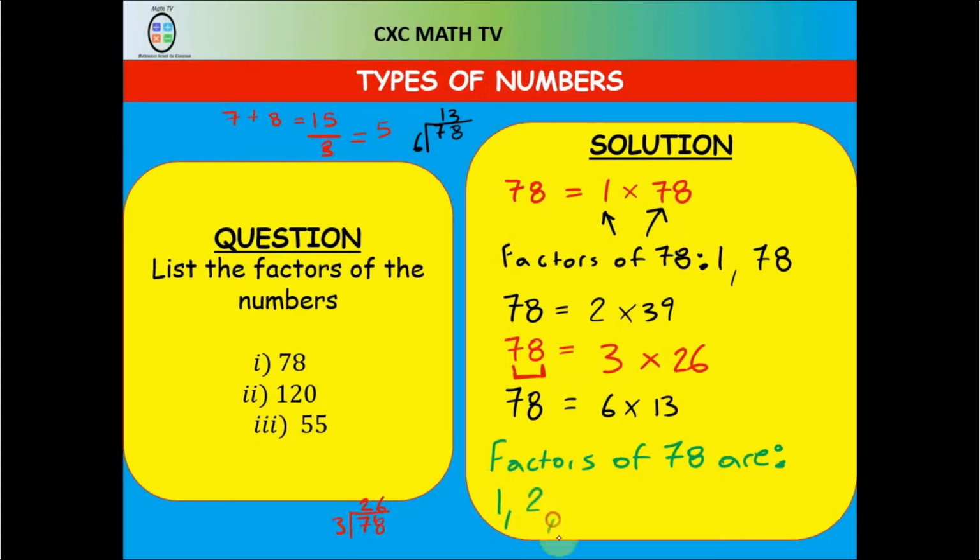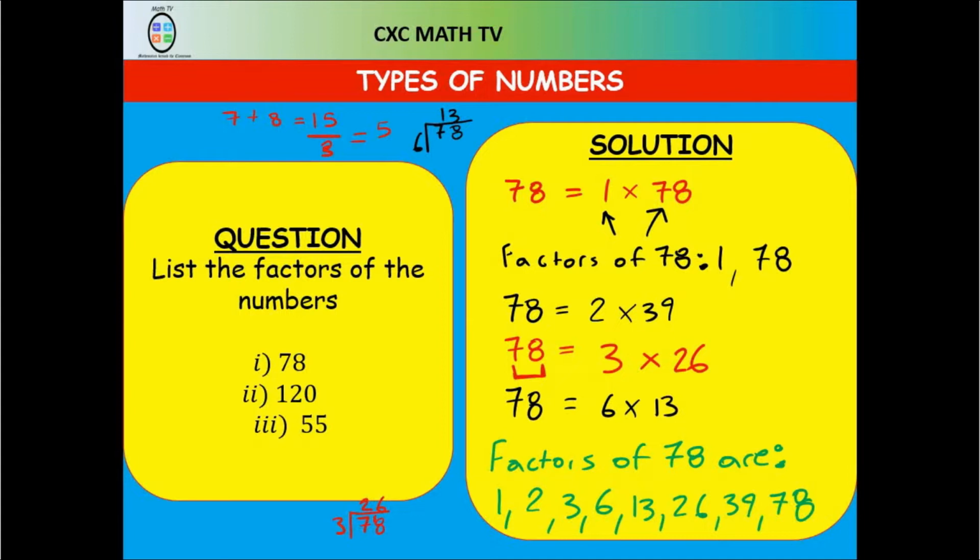So 1, 2, 3, 6. Look if we left out any. Nope, we didn't. So 1, 2, 3, 6. Then we say 13. Then we say 26. Then we say 39. Then we say 78. Really nice. And that's it. Those are all the factors of 78. Wow. Nice. So we did the first one together really slow. Now it's your turn. Find the factors of 120.